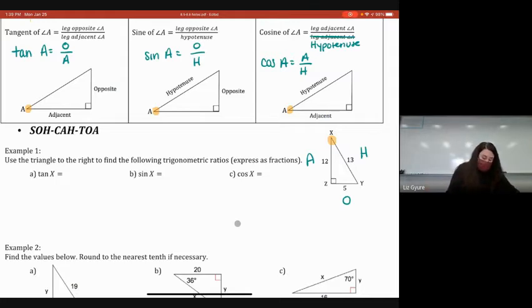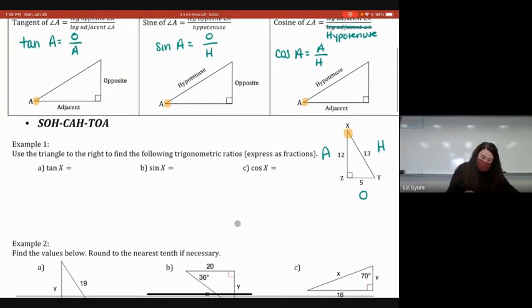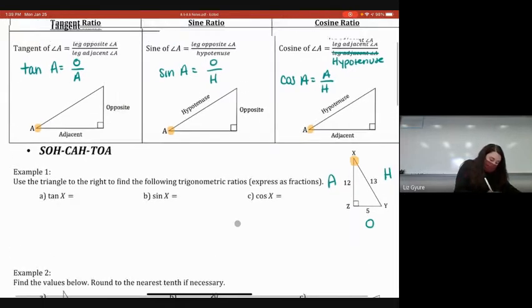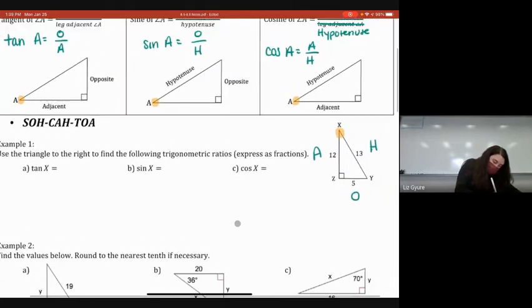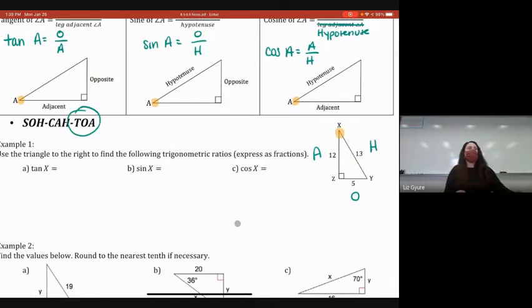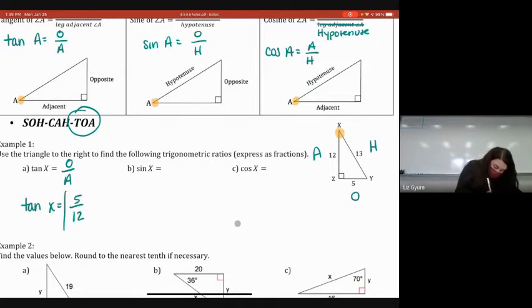If I want to write the ratio of tangent x, tangent is opposite over adjacent. So I'm simply going to take the measurement opposite x over the measurement adjacent x. If I can reduce it, great. If I can't, I'm just going to leave it the way it is. So tangent x is the opposite over the adjacent, which means my ratio of tangent x is 5 over 12. And that's all you have to do if it asks you to find the ratio.